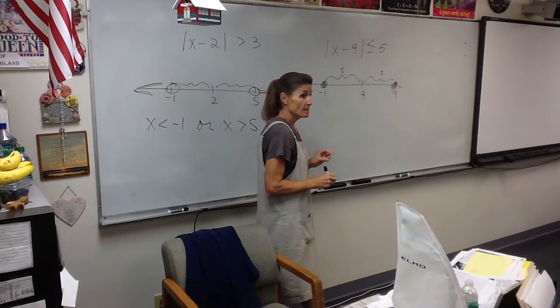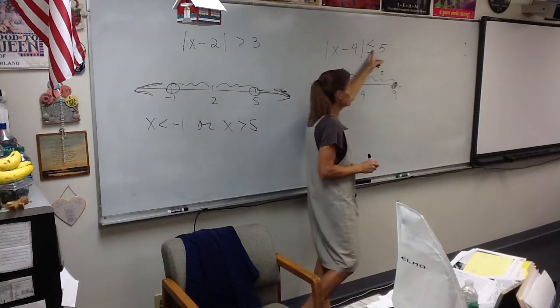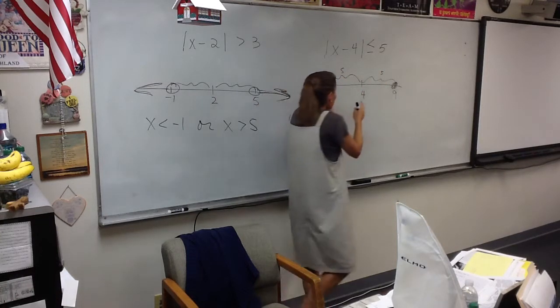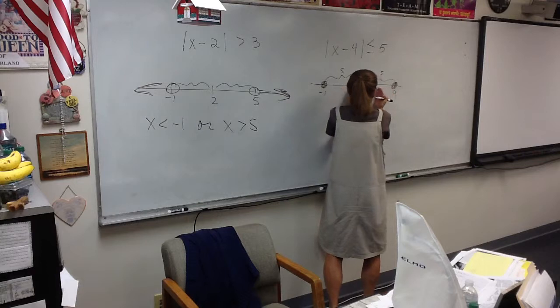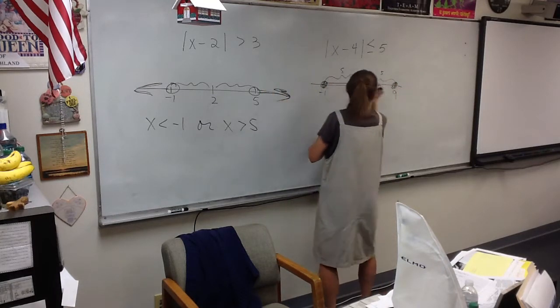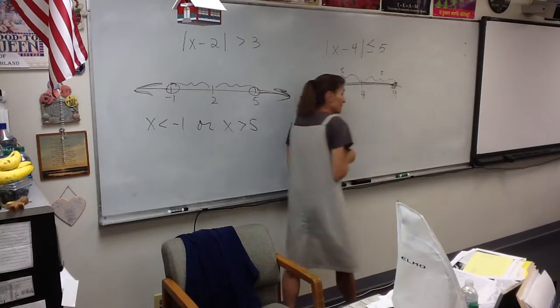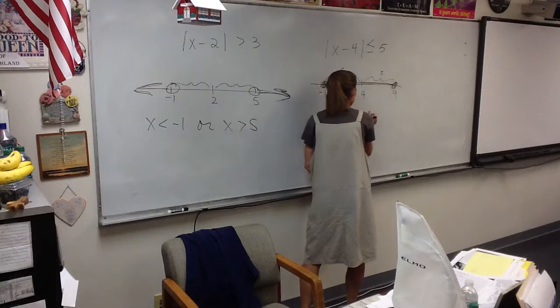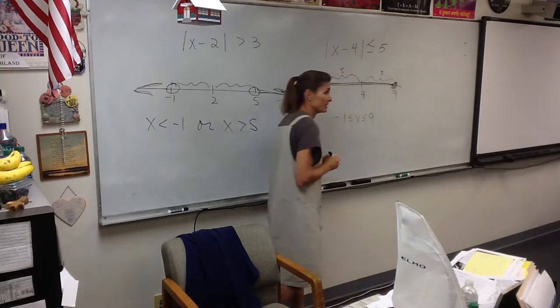Right? Now this time it says that we want the distance to be less than 5. So if we want to be less than 5 away, we won't shade the outsides. This time we'll shade the inside. Does that make sense to you? Mm-hmm. So your answer is everything between -1 and 9.